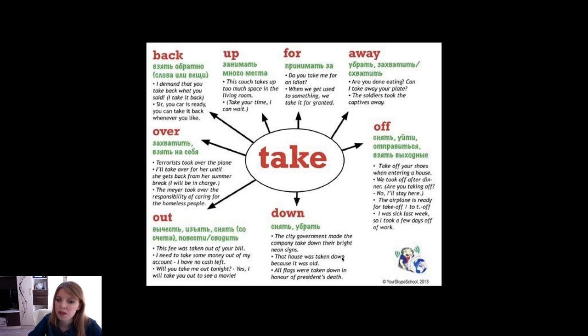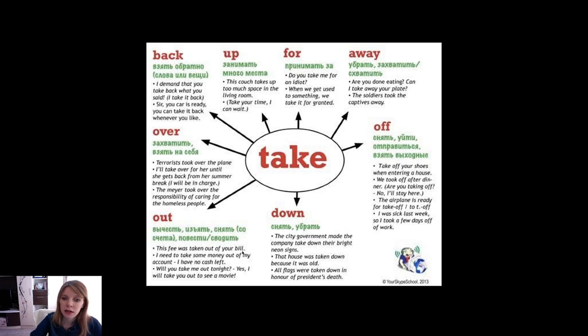That house was taken down because it was old. To take down, meaning like to level down, сравнять с лицом земли, уничтожить, стереть, да? Дом был снесен ввиду того, что был старым. All flags were taken down in honor of president's death. Здесь контекстуально мы переведем take down как приспущены ввиду смерти президента.